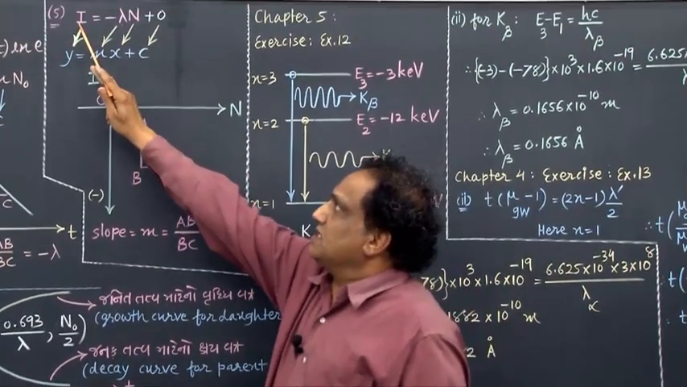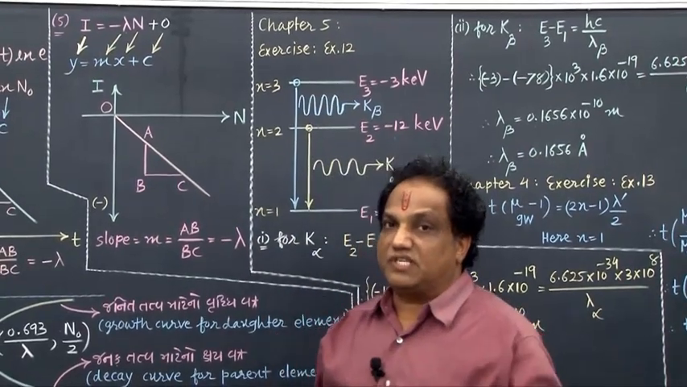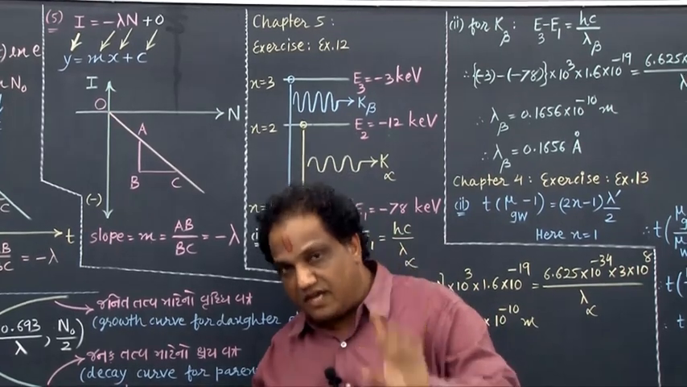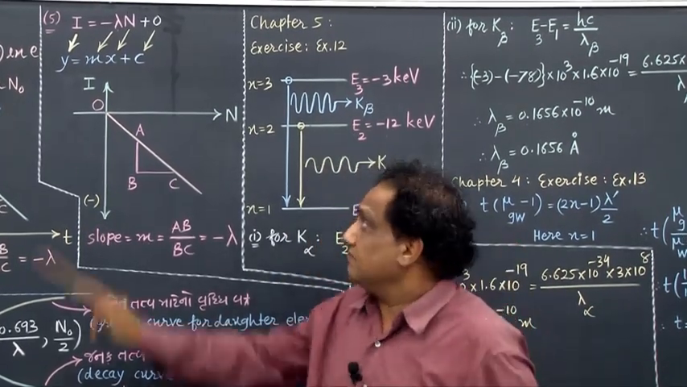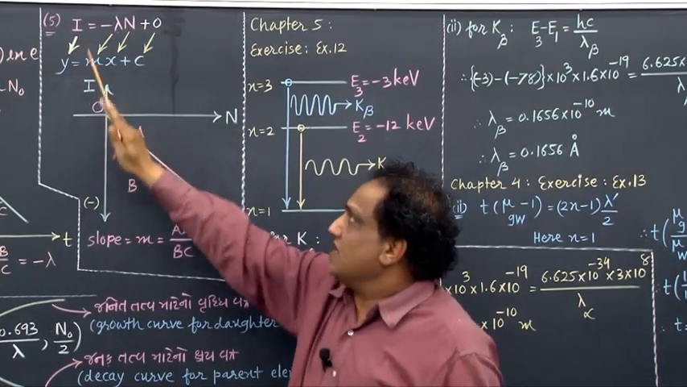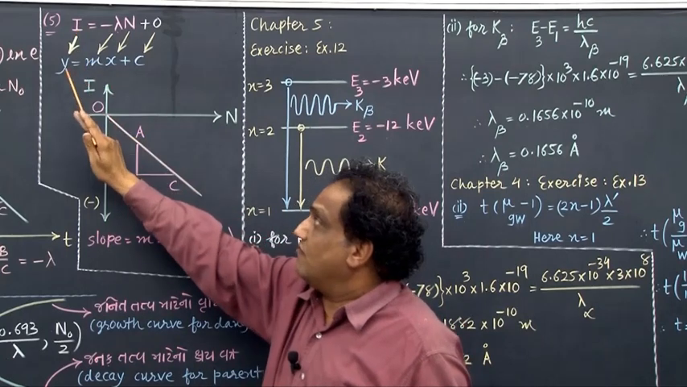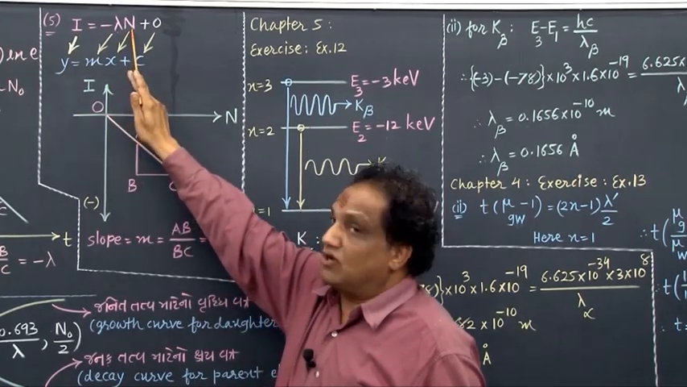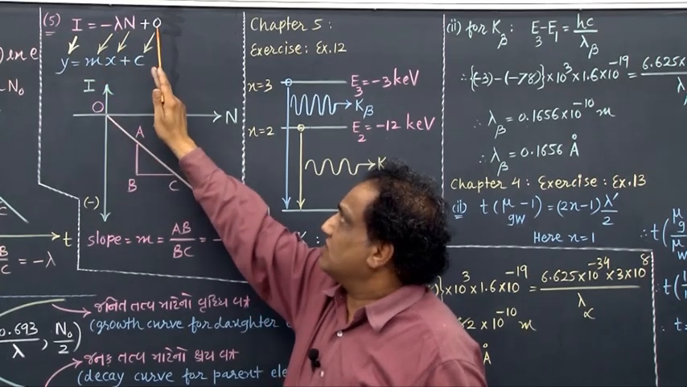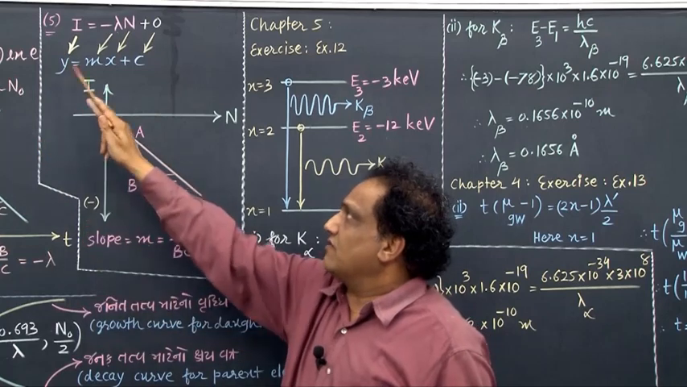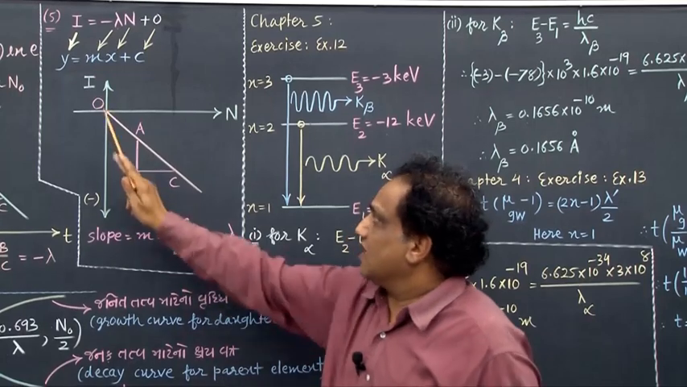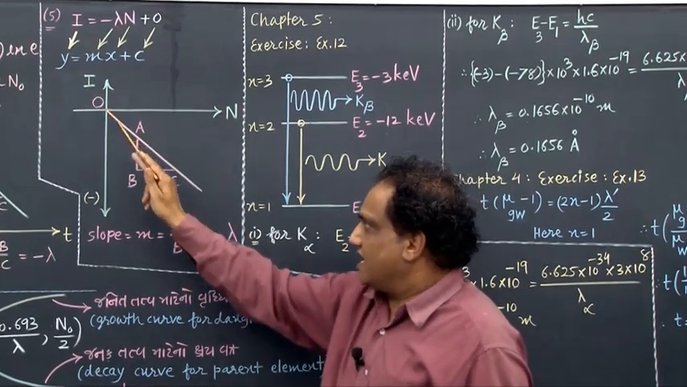Last point. Suppose I want to plot a graph of activity versus number of undisintegrated atoms. Recall the equation of activity. I equals minus lambda n. I can write definitely plus 0, no problem. If I am taking this on y-axis, it should become the y coordinate for me. If I am taking this on x-axis, it will become the x coordinate for me. Match minus lambda with m, match this 0 with c. Then this is the equation of a straight line. So the graph of I versus n must be a straight line.